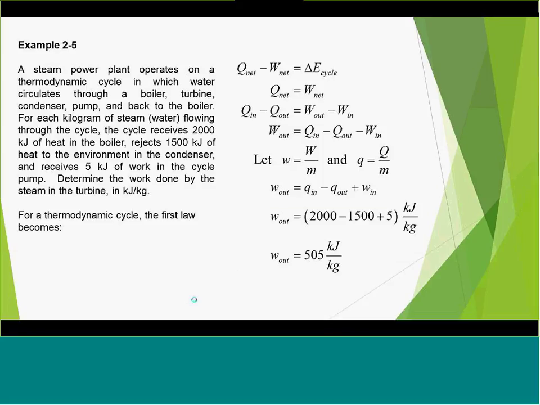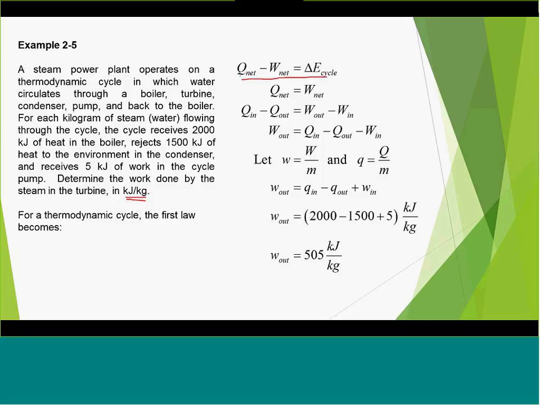No, 5 minutes more. Okay, and we have another example, the same example for the steam power plant operating on the thermodynamic cycle, towards the turbine. Have a look at this. We determine the work done by the steam in the turbine in kilojoules per kilogram. Remember, W net is equivalent to delta E for the whole cycle.